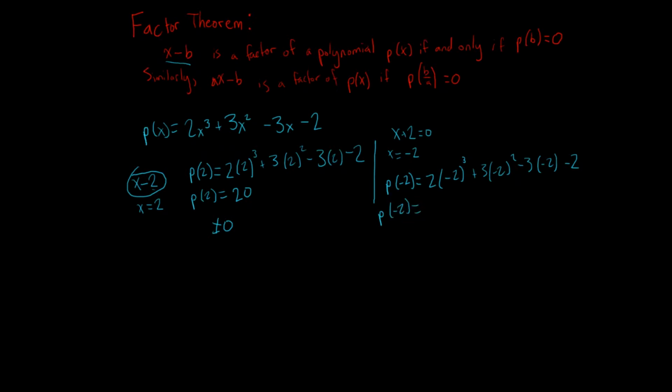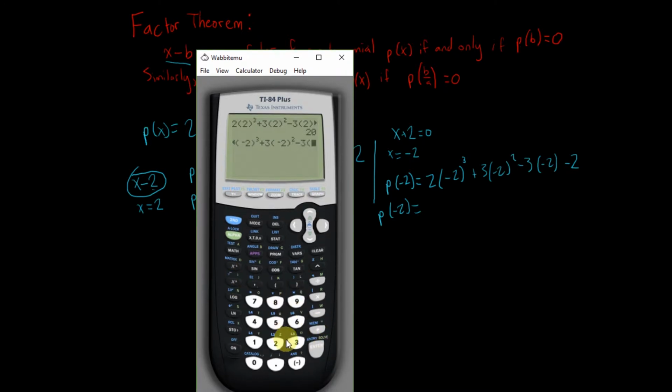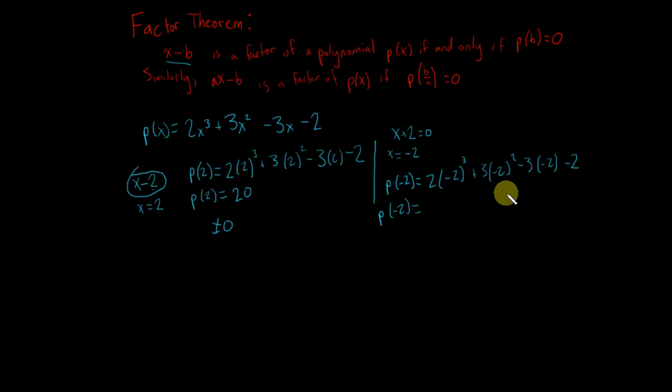P of negative 2 equals, let's do the same thing. Then 2 times negative 2 to the power of 3, plus 3 times negative 2, and this is all squared, minus 3 times negative 2, and then finally subtract 2. And that does equal 0. So if that equals 0, then that means, yes, x plus 2 is a factor.